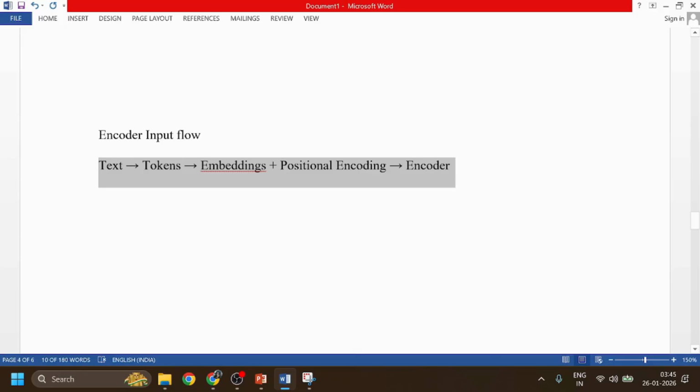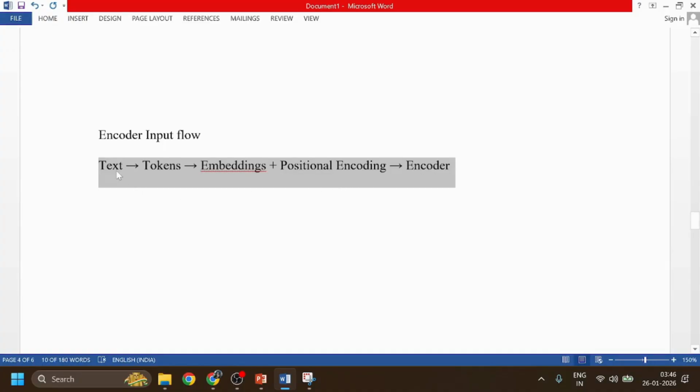So before entering the encoder, text is tokenized. I already showed you how we can tokenize the sentence. Each token is converted into an embedding, and then we need to add position. Positional encoding is added so the model knows the word order. This combined representation is the input to the encoder. So this is the encoder input flow.